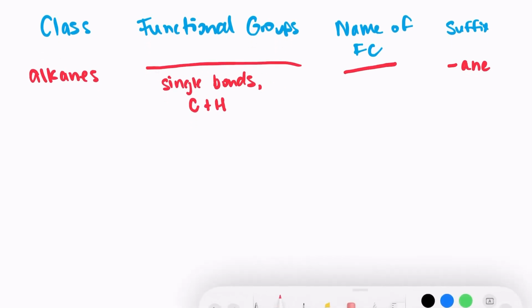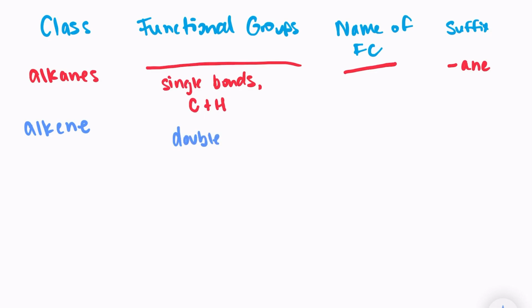The next class, the alkenes. So we have alkanes and alkenes. The alkene functional group is actually a double bond, a carbon-carbon double bond. And of course, there would be groups coming off of each of those carbons. The name of the functional group is alkenyl, and the suffix that we would use in naming is ene, E-N-E. So you may have heard of propene, ethene, methene, butene. All of those would have the double carbon bond.